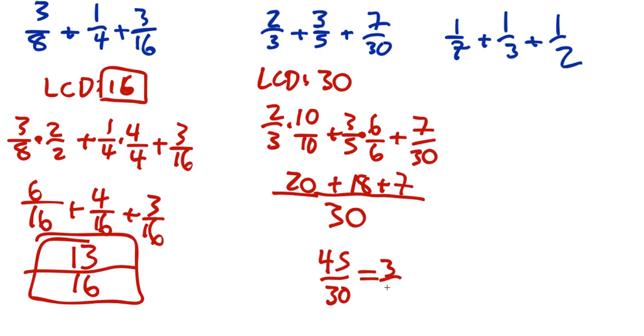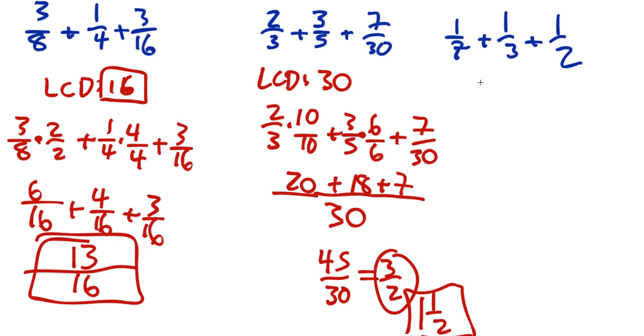That would simplify to 3/2 if improper fractions were cool with your teacher. Always check with your instructor. As a mixed number, that would become 1 and 1/2 if your teacher prefers mixed numbers at this point. Last example, 1/7 plus 1/3 plus 1/2.